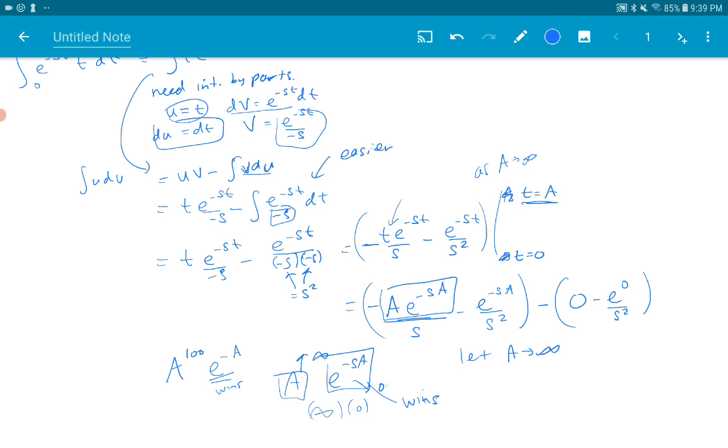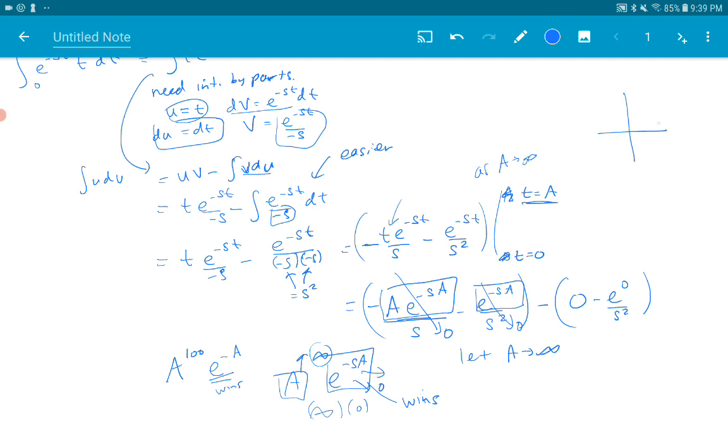Why am I saying that? What do I mean by it wins? I mean the fact that that goes to 0 will overcome the fact that a is going to infinity. So the whole thing goes to 0. So this whole term goes to 0. Of course, this one also goes to 0 because there's nothing even competing with it. We already know e to the negative sa goes to 0 as a goes to infinity. That's just the same argument we made earlier.